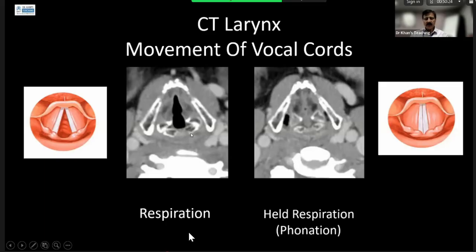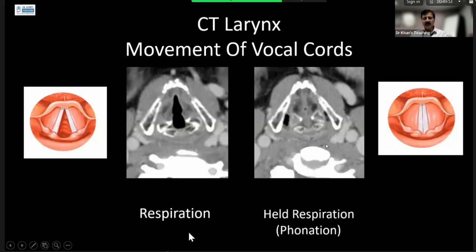And the second phase is held respiration or phonation. Here, you just cover from the mandible to the inferior cricoid. So indirectly, you can get the motion of the cords. You can document the motion of the cords. You cannot do it on MR. Remember that. So this is the CT laryngeal protocol.